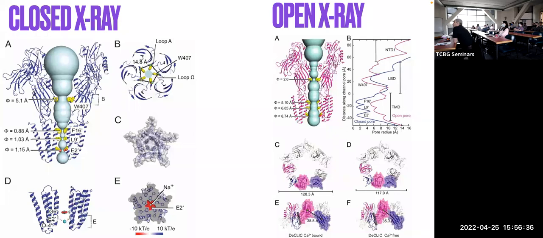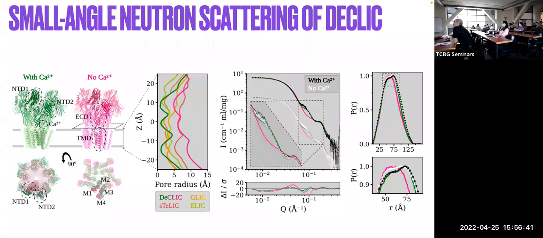So what Marie has done, she has both done cryo-EM structures of this and small-angle neutron scattering of everything, including these N-terminal domains.